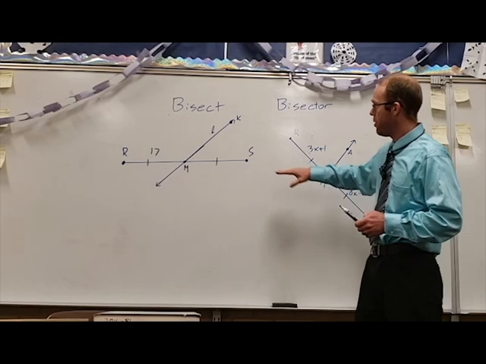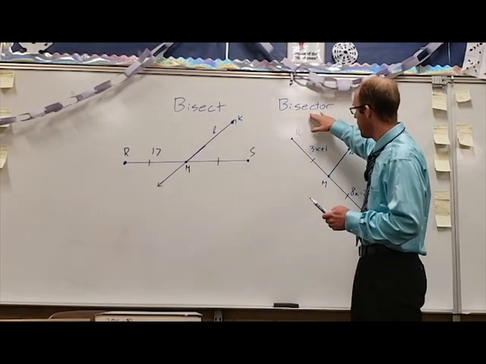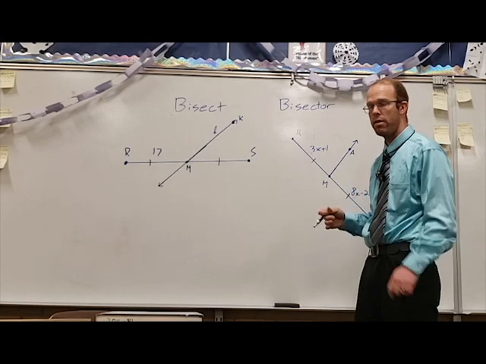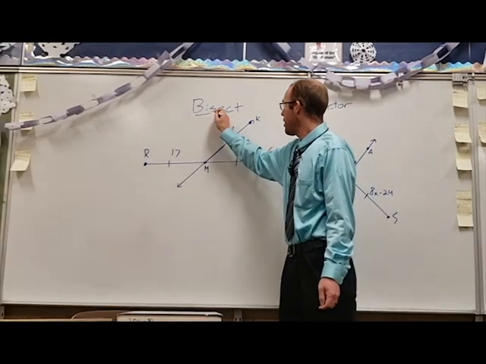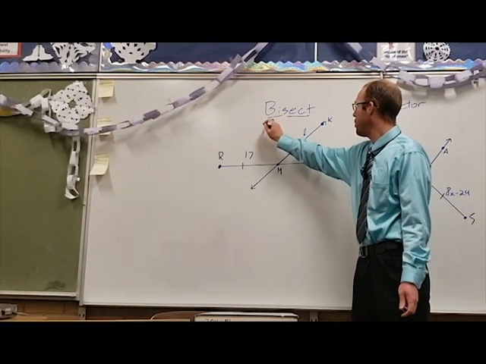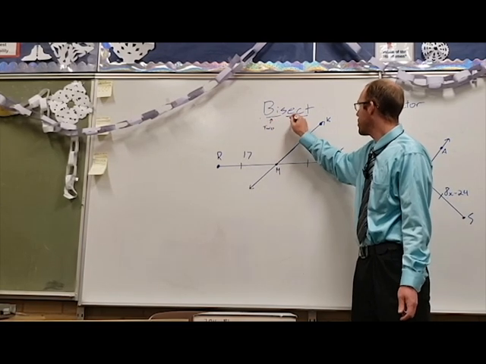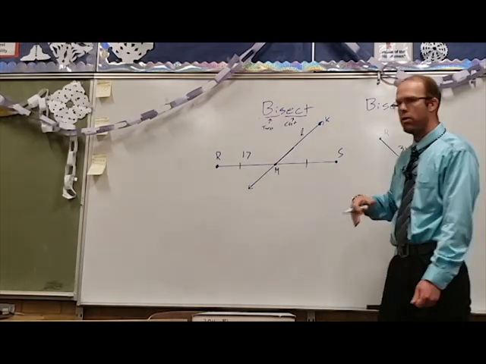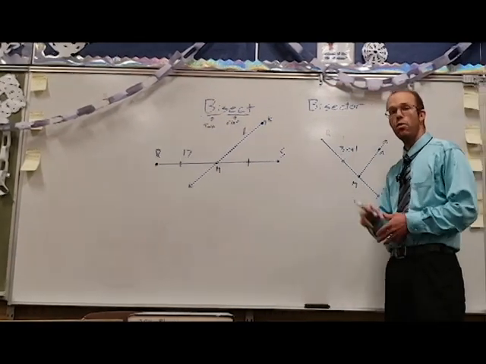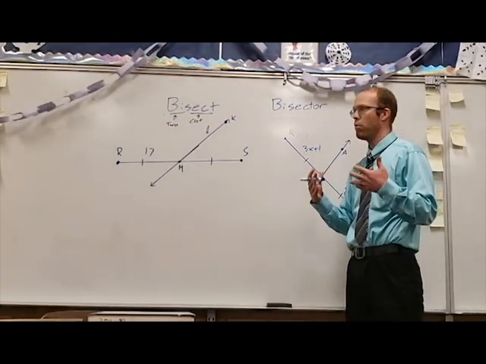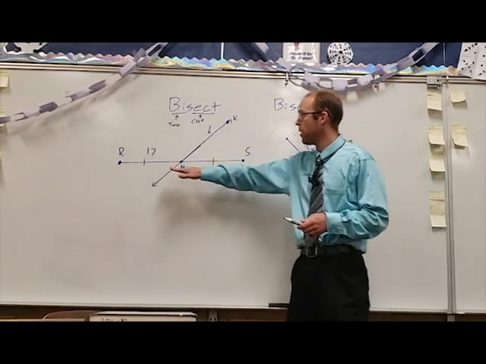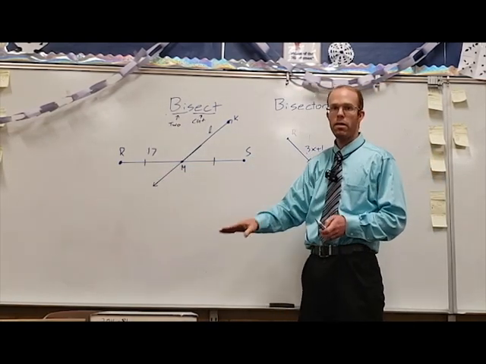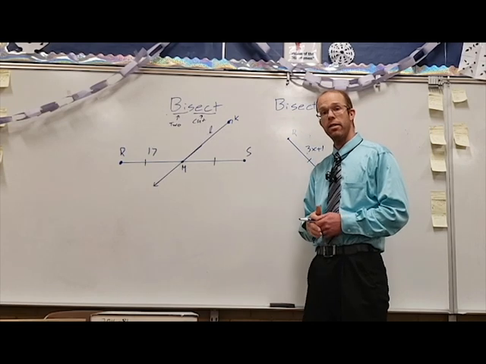Today I'm going to introduce you to two new terms right here, bisect and bisector. If we break this down, bisect would mean two: bi means two, and sect means to cut. So bisect would mean that we're going to cut something into two different pieces. In math, we're very picky about this. We say that whatever we're cutting into two pieces is cut exactly in the middle, exactly in half.